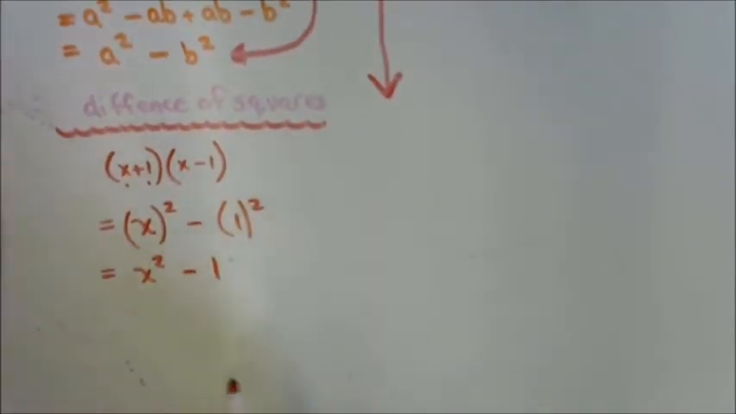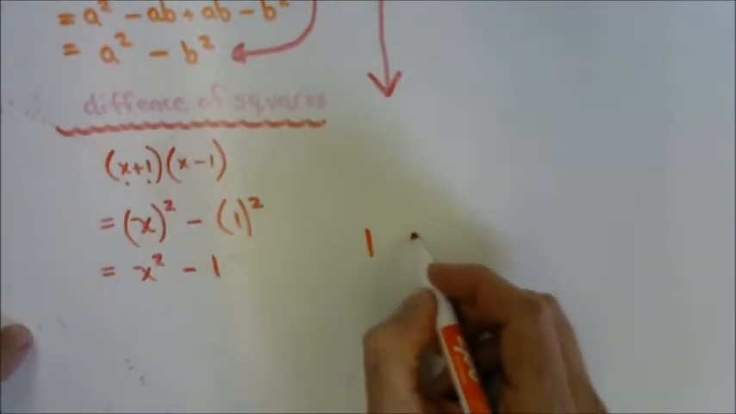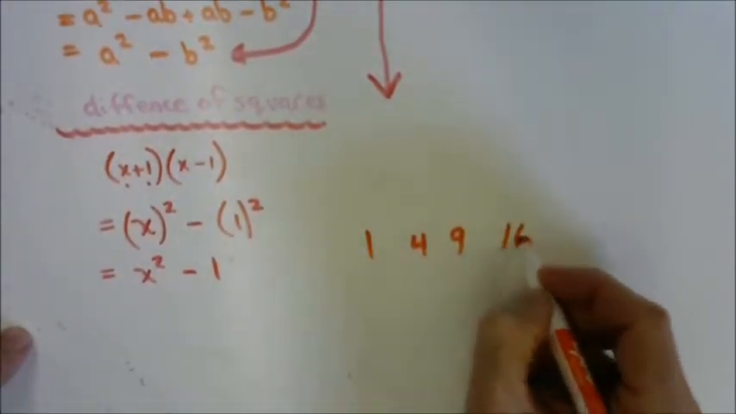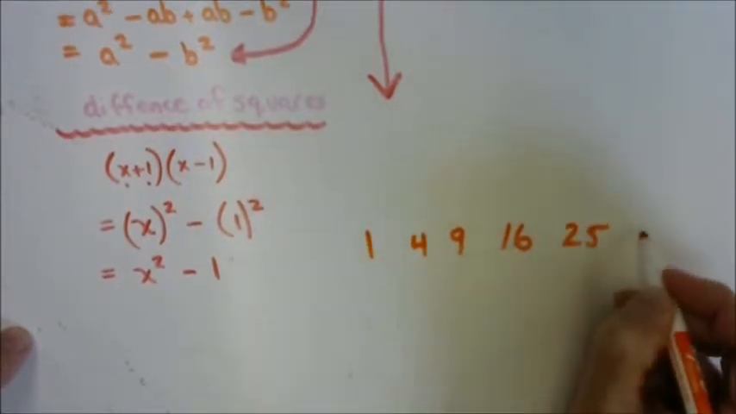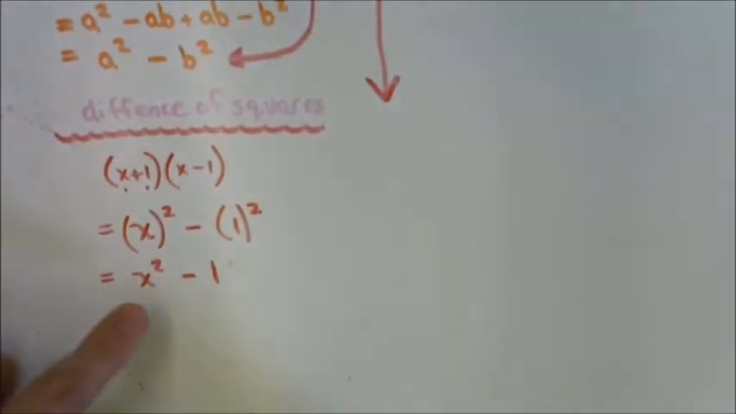Good. Is that a difference of squares? The other one doesn't have squares. 1 is a square. All our square numbers are 1, 4, 9, 16, 25, 36, right? These are all squares. Good. I can represent it this way. That means it's a square.